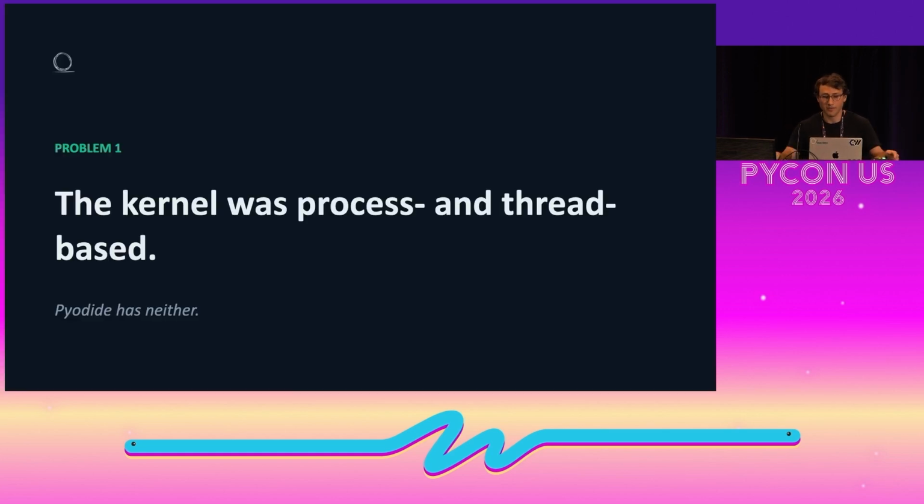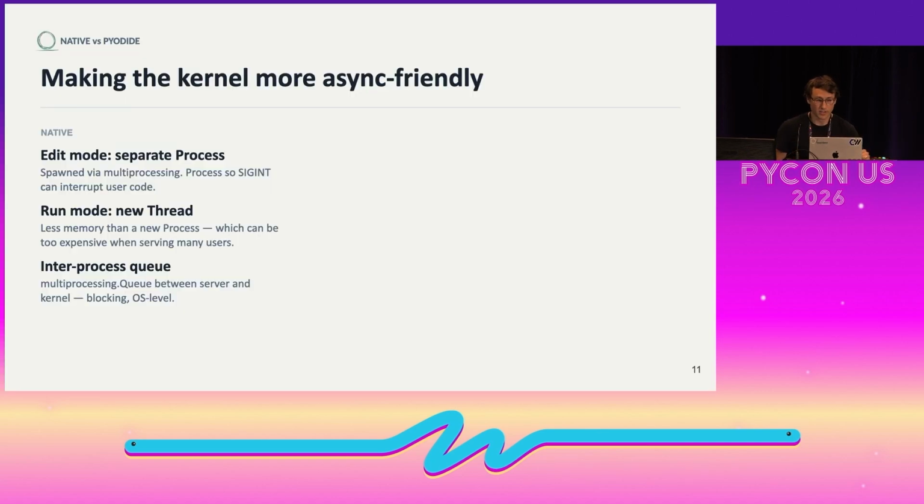The first thing that we hit was running the Marimo kernel without a process or a thread. The native kernel runs in processes and threads. Pyodide doesn't support either. So we had to figure out a way to keep the same kernel semantics, but running in a web worker. In order to do this, we had to make the kernel more async friendly. In edit mode, Marimo uses a child process to spawn the kernel, and in app mode, we spawn them in threads. Both of these communicate over an interprocess queue, that's the multiprocessing queue. Subprocesses, threads, multiprocessing, all of those are unavailable in Pyodide.